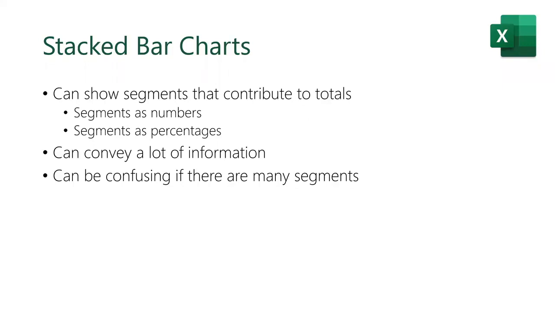So here, there are two possible ways. One is you can have the segments as numbers, or you can have the segments as percentages. I'll show you both of them. The good thing about it is that there can be a lot of information given in a stacked bar. So think of it like this, that it can actually look just like, say, for example, multiple pie charts. It looks like your multiple pie charts, right? So from that perspective, there's a lot of information that can be conveyed. And if there are too many segments, then this chart can be very confusing.